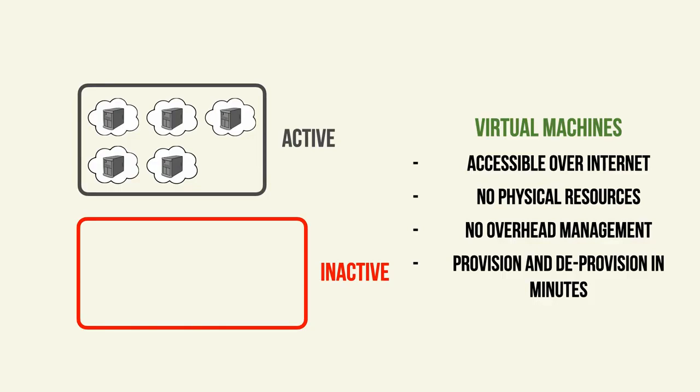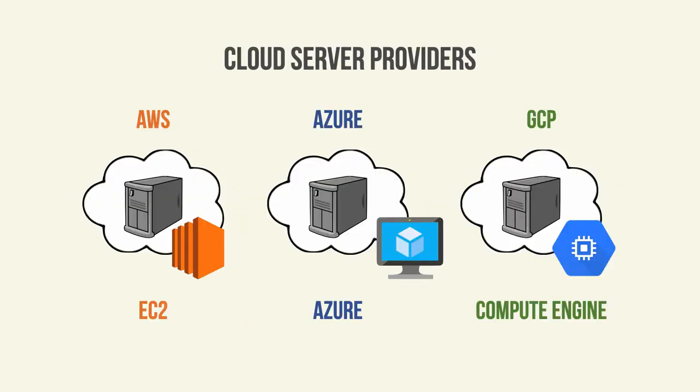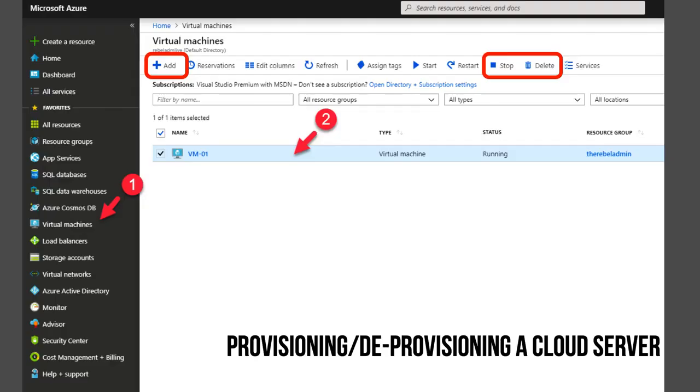Virtual machines can be provisioned and deprovisioned in minutes, and I'll show you how that is done later. And the three, and it's not limited to these three, cloud service providers that are famous for providing virtual servers and virtual machines are AWS, Azure, and Google Cloud Platform. And they have different names for effectively the same thing.